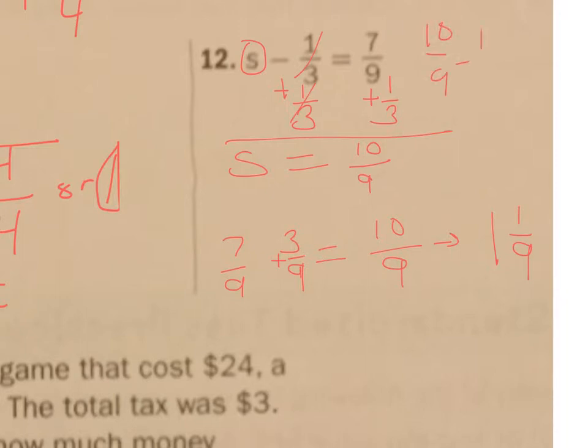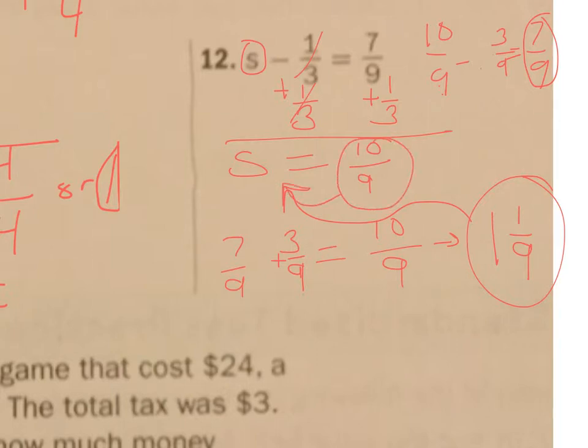10/9 minus 1/3 equals 7/9. So I got to get this 1/3 to have the same as a 9. So I'm going to put a 9 there times 3. So it's 3/9. And if I do that, 10 minus 3 is 7. 9. And my denominator comes over. So it equals 7/9. So my answer is S equals 1 and 1/9, which is the same as 10/9.